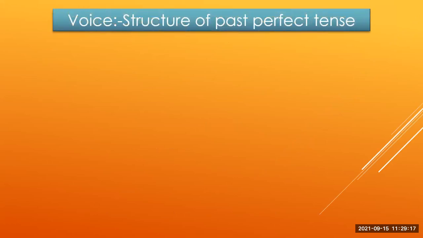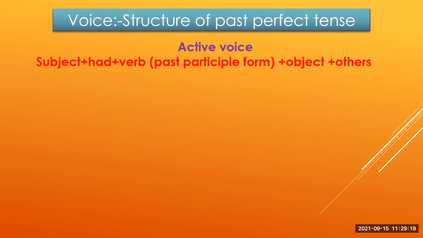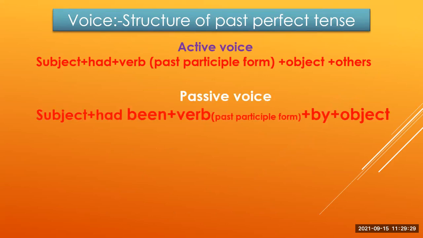Now the structure of past perfect tense. In active voice, the structure of past perfect tense is subject plus had plus verb in PP form plus object plus others. But in passive voice, the structure turns into subject plus had been plus verb in PP form plus by plus object.